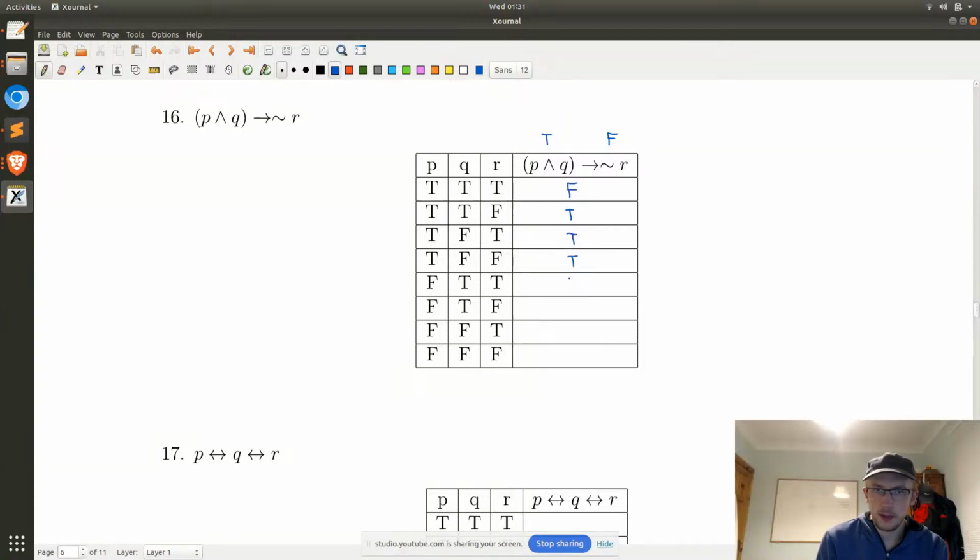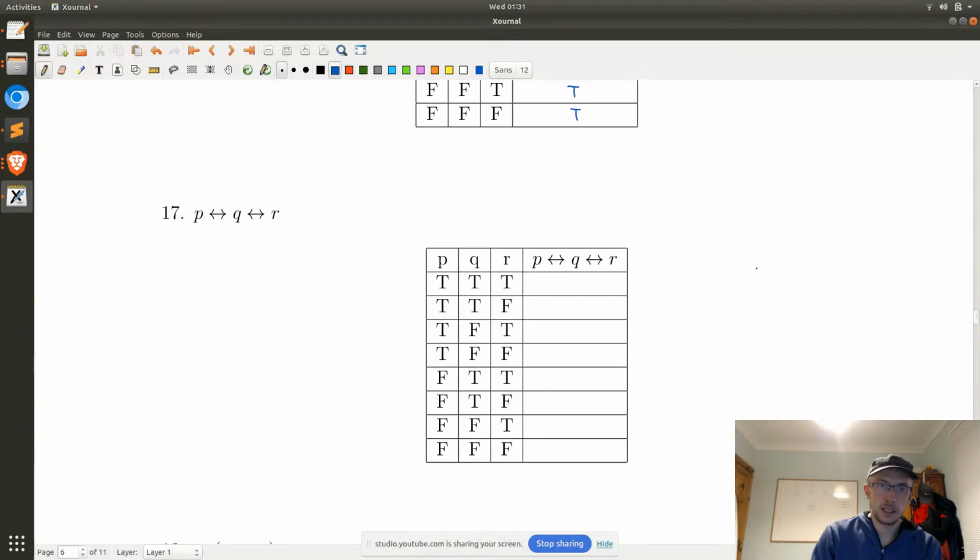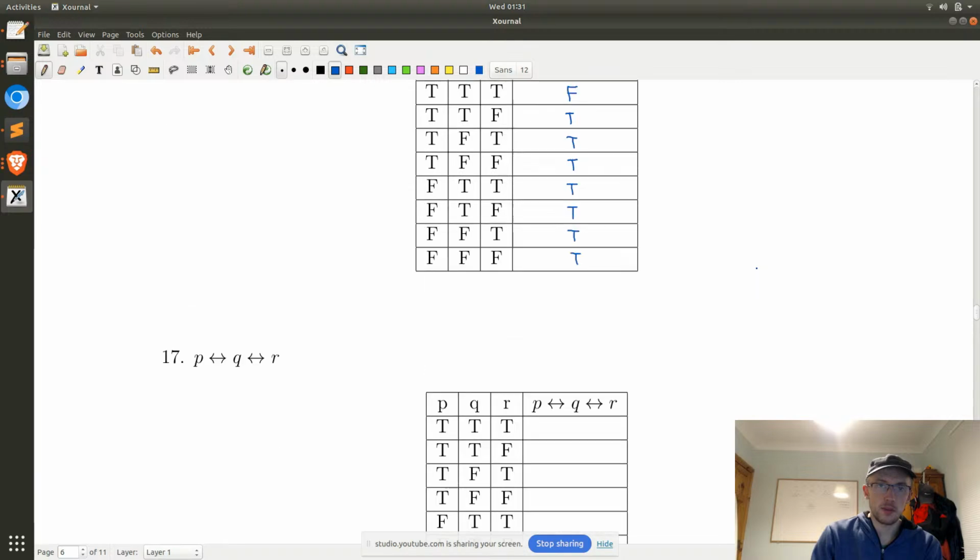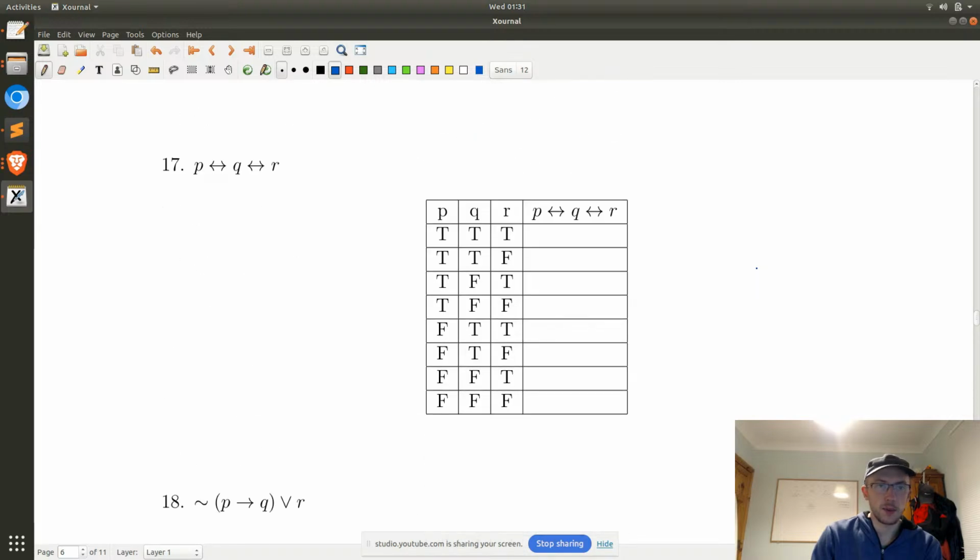False implies... That's true. Just when I hear false implies, just write down true. Okay, so false implies, that's true. False implies, that's true. False implies, that's true. See? Once I recognize that implication is the main connective, as long as I hear just false over here, that's fine. Okay, so we wrote that down. Good. Next up.